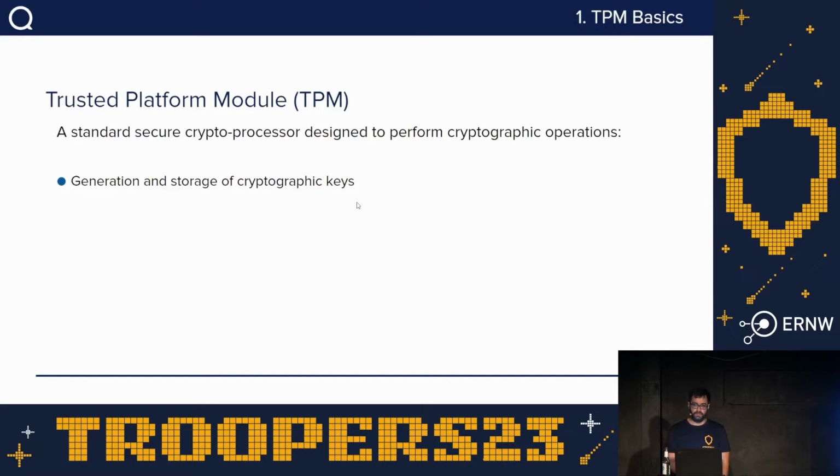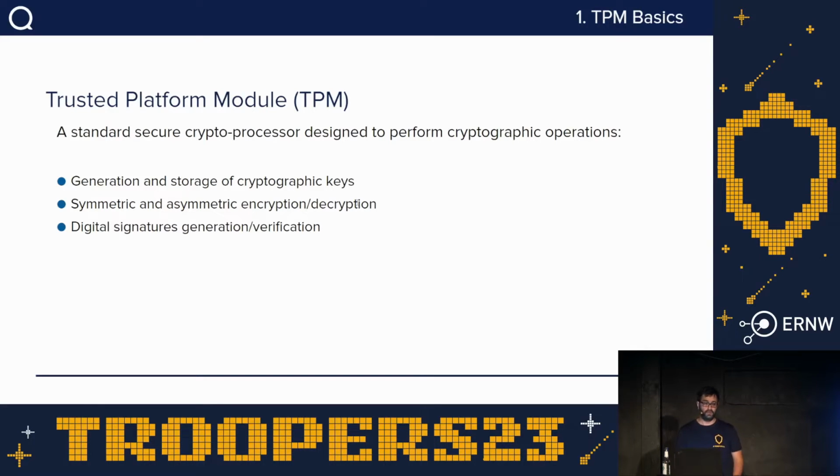So for the TPM basics, the TPM is a standard crypto processor. It is specified by the Trusted Computing Group, which is a non-profit organization in which there are many big vendors involved. And it is designed to perform cryptographic operations, such as generation and storage of cryptographic keys. You can use them to do encryption and decryption using both symmetric and asymmetric algorithms. You can use the TPM to generate and also verify digital signatures and to perform secure random number generation.